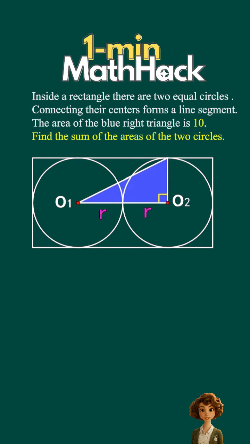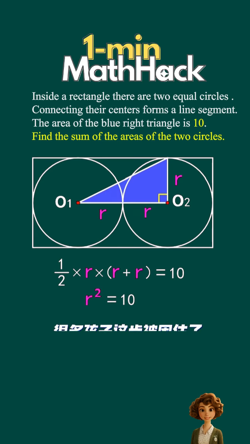Let the radius of each circle be r. Then, the two perpendicular sides of the blue triangle are r and 2r. Since the area of the triangle is 10, 1/2 times r times 2r equals 10. We get r squared equals 10.